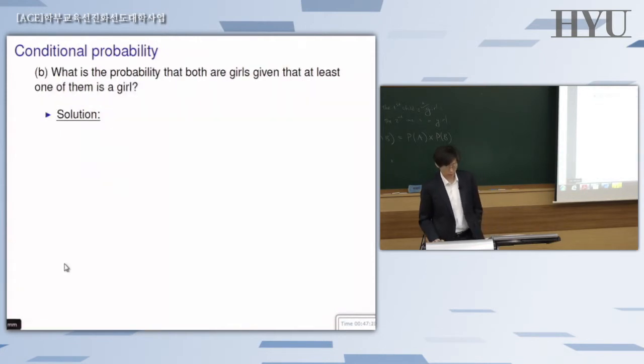Similarly, you can think about the second case. Same situation, but you switch to a different probability. Now the conditioning part changes, assuming that at least one of them is a girl. Maybe both, maybe just the first or the second, but at least one of them should be a girl. You don't allow that both of them are boys. So assuming that this has already occurred, what is the probability that both of them are actually girls? So it's a conditional probability, but different from the first.